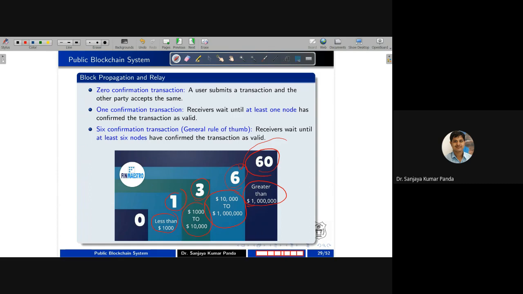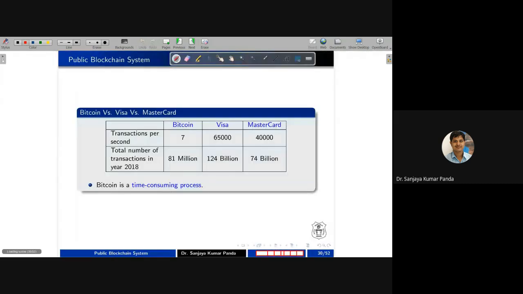in order to make it fixed in a particular blockchain. Now, if you compare Bitcoin with Visa and Mastercard, for ATM cards we use either Visa or Mastercard; nowadays we have Rupee cards also. The number of transactions per second in Bitcoin is 7, but for Visa and Mastercard it is quite a lot more, 65,000 and 40,000. And the number of transactions in the year 2018: Bitcoin had only 81 million, whereas Visa and Mastercard had 124 billion and 74 billion. Bitcoin's is in millions; these are in billions, respectively.